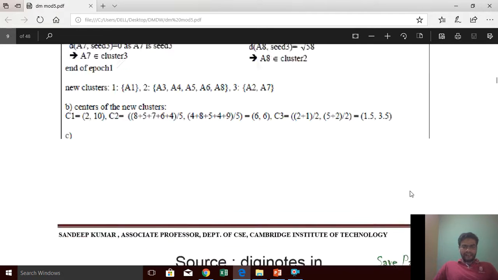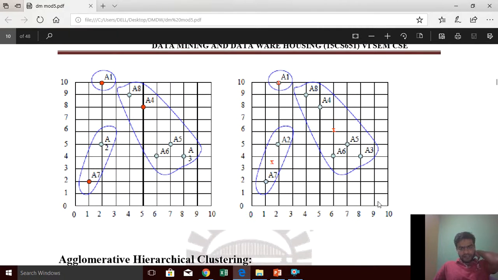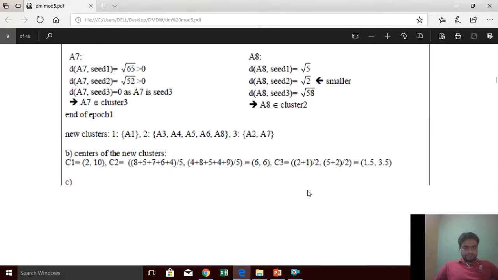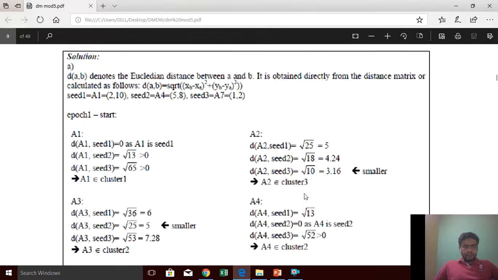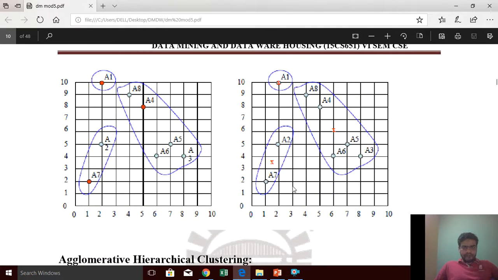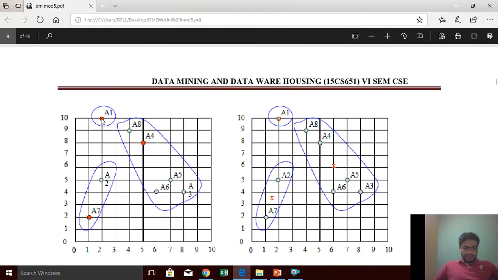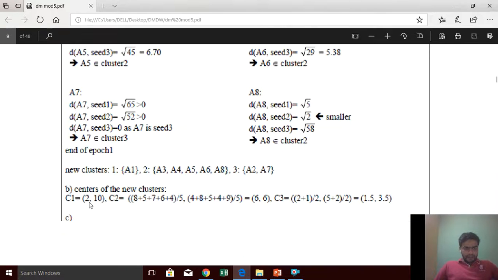Now this is the case when we increase the value. So this is the way we plot the graph for k-means clustering to find out clusters. Okay, so this is the center. What is the new value? So for A1, new centers are what? New center is 2, 10. So the new center for this is the old center, it will remain as it is. Okay, new center for second cluster.